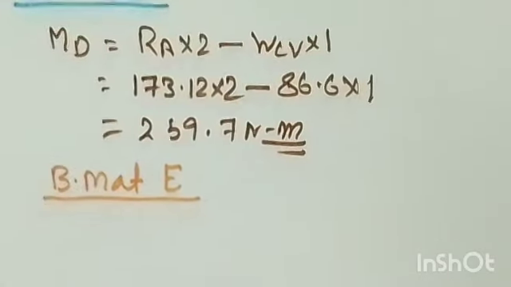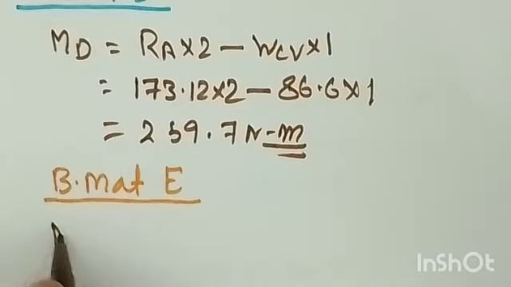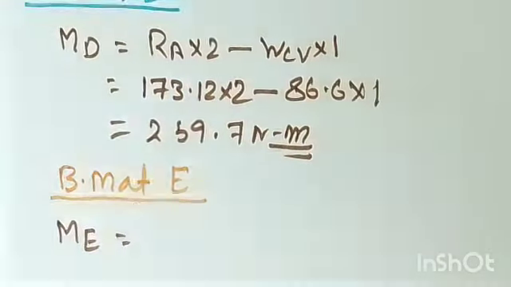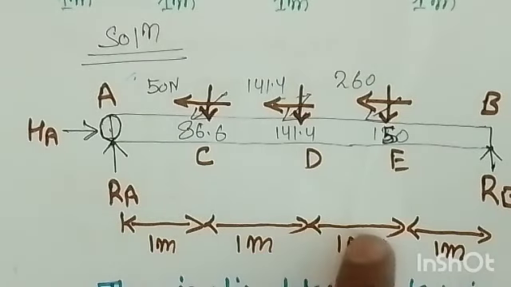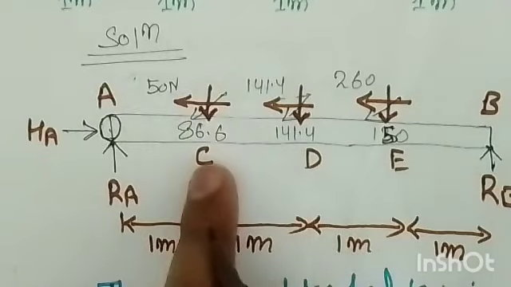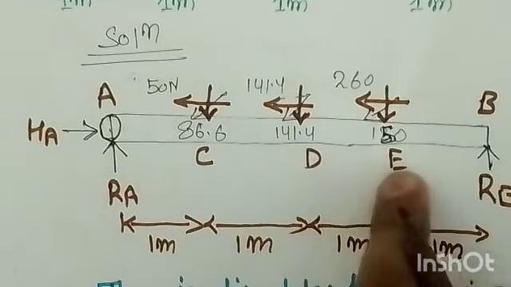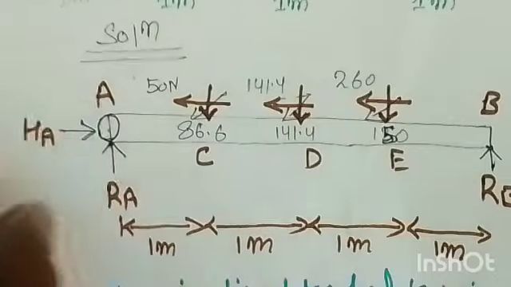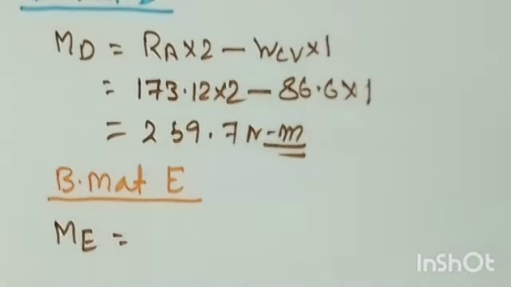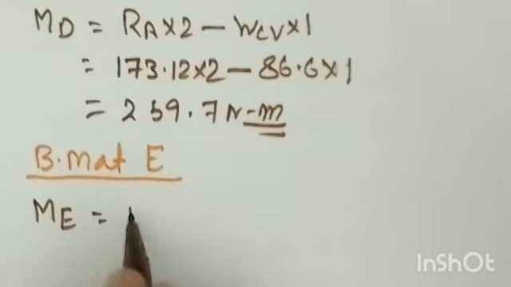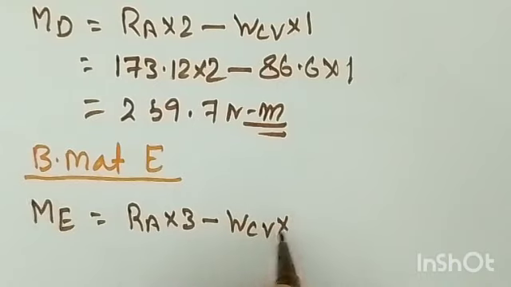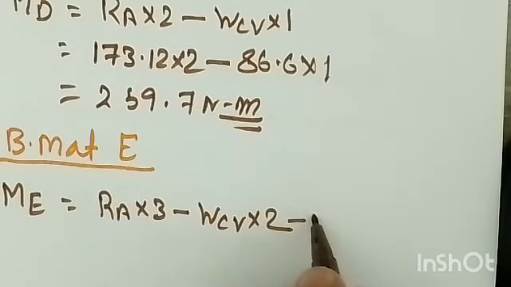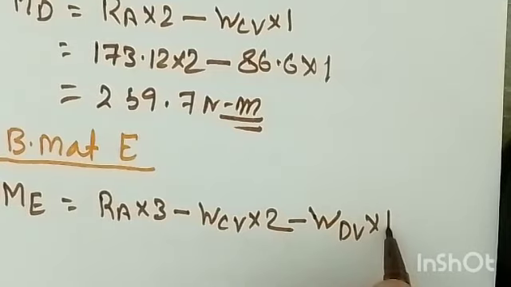BM at E. So bending moment at E means what? That we can say ME. So if you look at E, three forces are included. At this point we are finding the moment. So this RA into this total distance, 1, 2, 3, and the vertical component at C plus the vertical component at D, these two are negative, and this will be positive. So bending moment at E is equal to RA into 3 minus WCV into 2 minus WDV into 1, right?